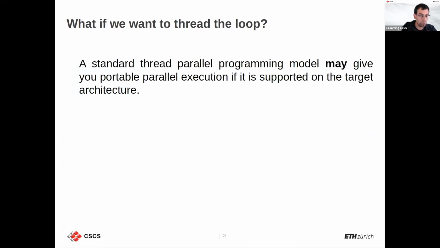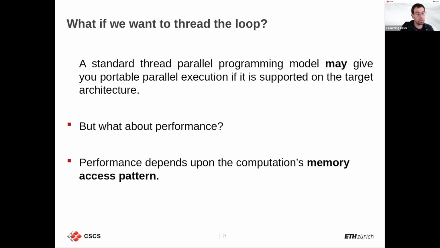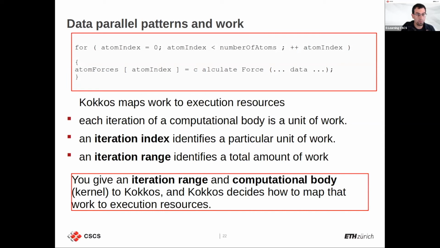So the idea before showing how we do it in Kokkos is that the standard thread parallel programming model may give you a portable parallel execution. And this is supported on the target architecture, of course. But how about the performance? This is very important: the computation memory access pattern, so how we access the memory.